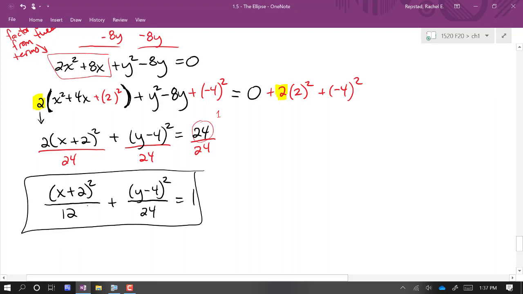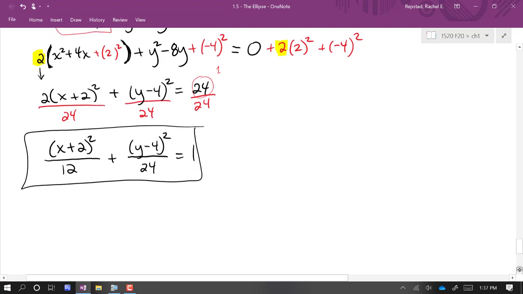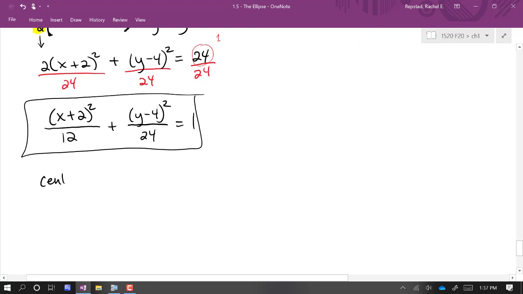And the center is negative 2, 4. And then we want the vertices and foci, and then we want to sketch it. So we've got a bit more work to do, but we know that this is oriented vertically because the big number is under the y squared. So a squared is equal to 24, which means a is the square root of 24.